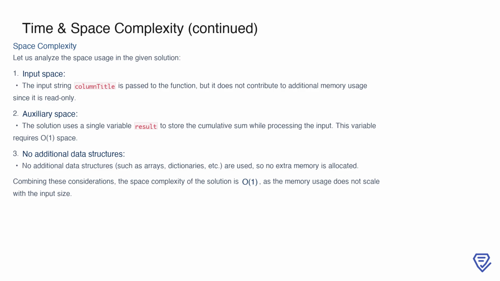Now, let's examine the space complexity of the solution. The input string column title is passed to the function, but since it is read-only, it does not contribute to additional memory usage. The solution uses a single variable, result, to store the cumulative sum as we process the input. This variable requires a fixed amount of memory, or O(1) space. Importantly, the solution does not use any additional data structures like arrays or dictionaries, which means no extra memory is allocated. Therefore, the overall space complexity of this solution is O(1), as it remains constant regardless of the size of the input.